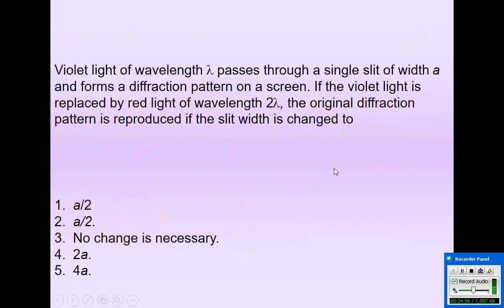Another conceptual question: we have violet light with a wavelength of lambda passing through a single slit of width a, and it creates a diffraction pattern. If we take this violet light and replace it by light that has twice the wavelength, and we want to get exactly the same diffraction pattern with exactly the same width, what would we have to do to the slit width in order to accomplish that?